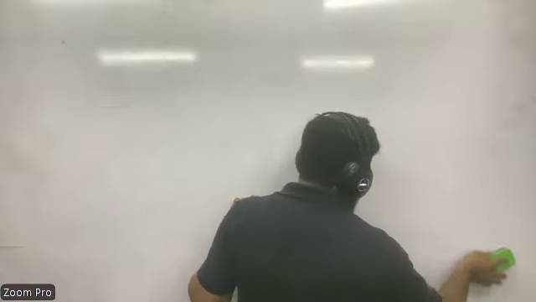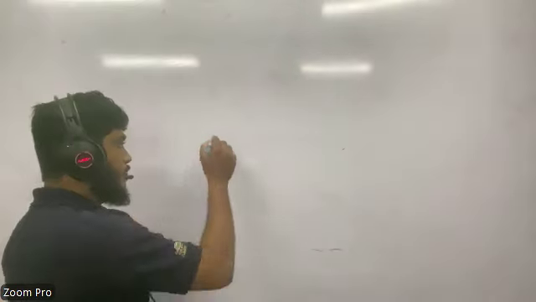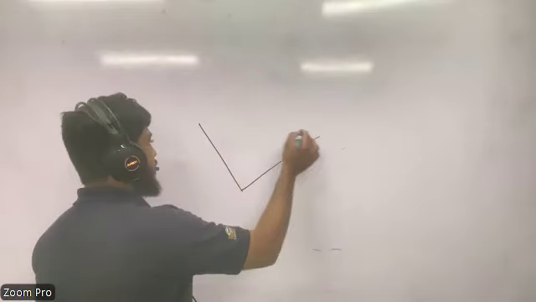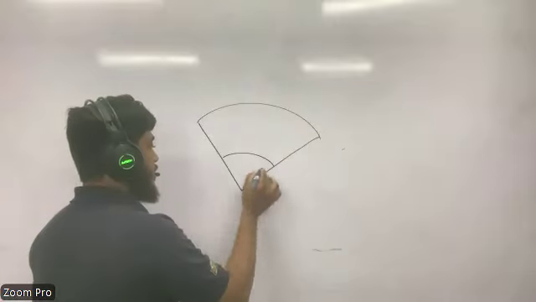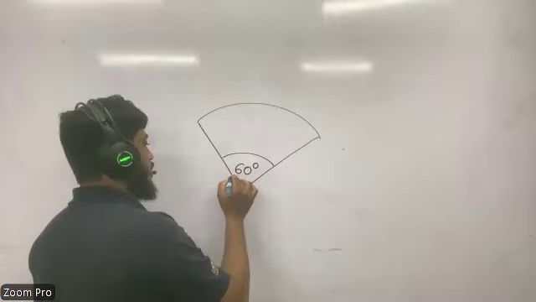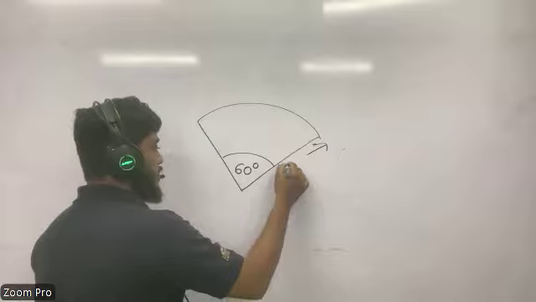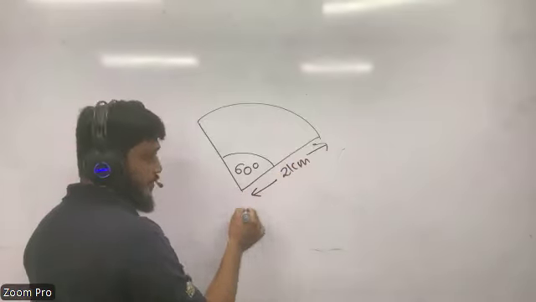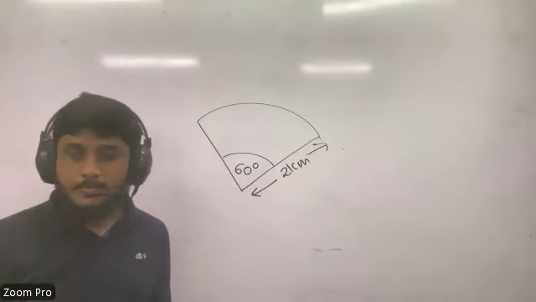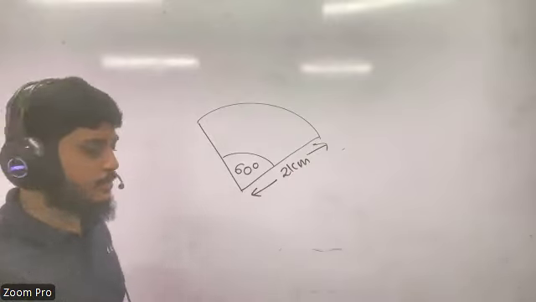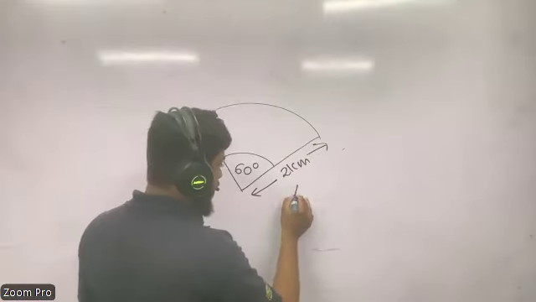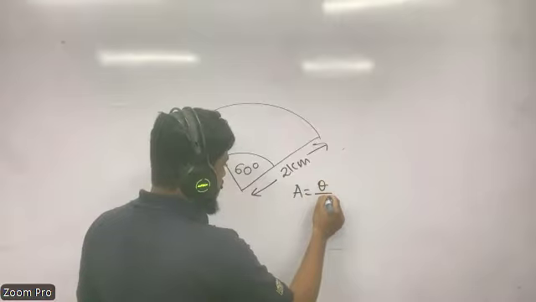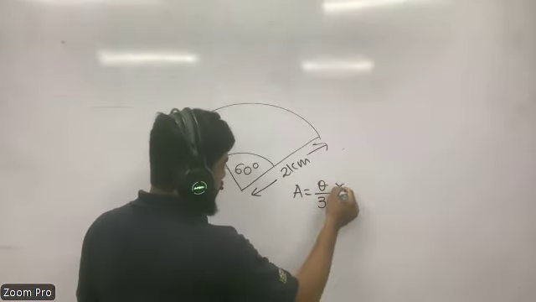Guys, we'll take something like this. I'll take a sector like this, and I'll take this one as 60 degrees, and we'll take the radius as 21 centimeter. And they will ask, what is the area of this? How will you get the area? Area is equal to theta over 360 into, tell me the formula.